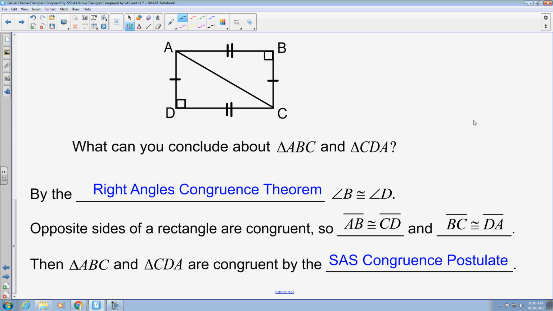postulate. You could say, you know, by HL, but if you wanted to use HL, you had to have said that line segment AC is congruent to line segment AC by the reflexive property, and then actually you could have said side side side if need be, but it had to have had one hypotenuse and one leg in order for it to be the hypotenuse leg theorem. But we used side angle side because of the right angles that were given to us as well.